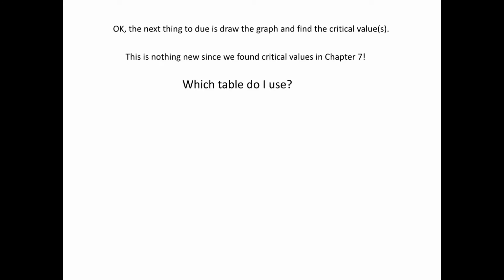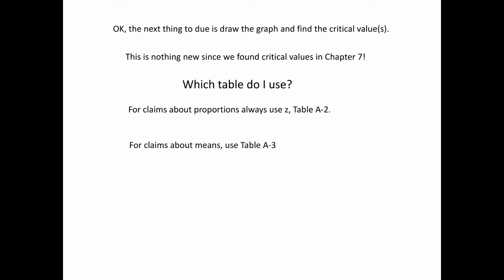All right, then draw the graph. We did this in Chapter 6 and Chapter 7, so there isn't much new here. So which table do you use? Well, when it's about proportions, that is Z, table A2. For means, that is T, table A3. And for standard deviation, it's chi-squared, table A4.